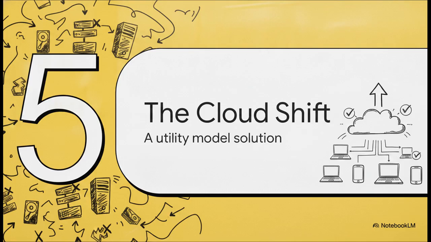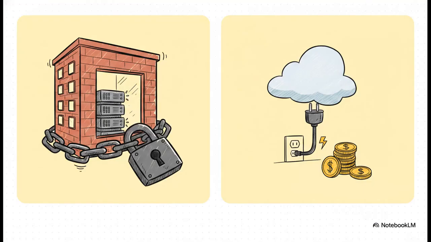Section 5, the cloud shift. Recognizing this massive inefficiency sets the stage perfectly for the evolution of the entire IT industry. This brings us to the modern solution, cloud computing. Unlike traditional computing with its huge capital expenses and rigid hardware, the cloud treats computing like a public utility. Think about how you use electricity. You don't build a full power plant in your backyard just to run your refrigerator, right? You just plug it into the wall and pay for exactly what you use. Cloud computing does the exact same thing for IT.